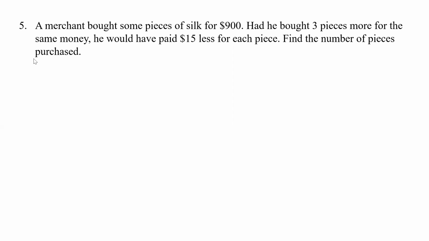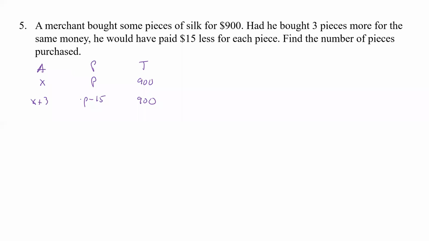Well, we're going to do like we've been doing. We're going to have the A, our P, and our T. And so we know it's going to be 900 no matter which way we go. But we don't know the original X number or the original P number. But we know that if we had bought 3 more pieces, X plus 3, we would have actually had to pay 15 less. So that would have been P minus 15. So that's going to be how we set up this part.